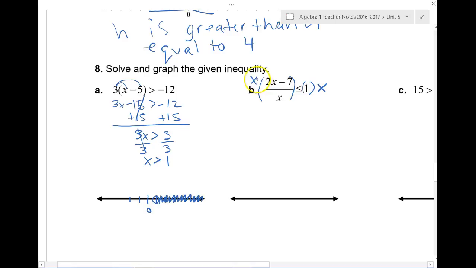Okay, and remember, these will cancel. Those cancel out. So you don't multiply the x times this and the x times that. Now all I have is just 2x minus 7 is less than or equal to 1 times x is 1x. Now, what I want to do is get the x terms on one side and the numbers on the other.